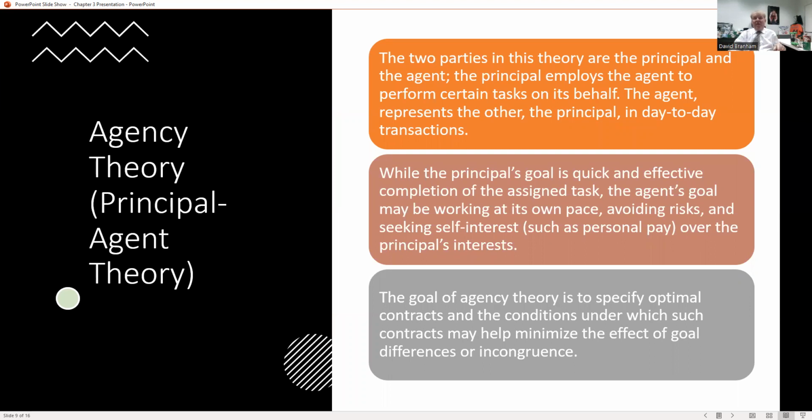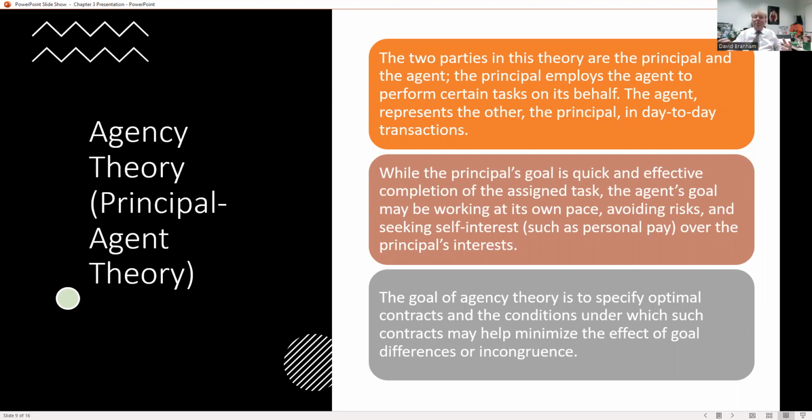Agency theory says there are two parts in this theory, the principal and the agent. So this is about a principal and agent relationship. The principal employs the agent to perform certain tasks on its behalf. The agent represents the principal in the day-to-day transactions. So the agent is representing the principal. The principal has something for the agent to do.